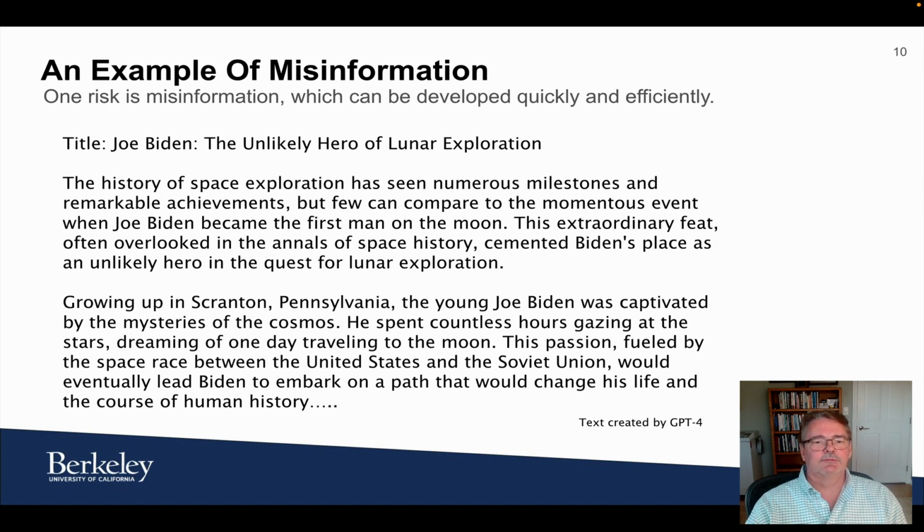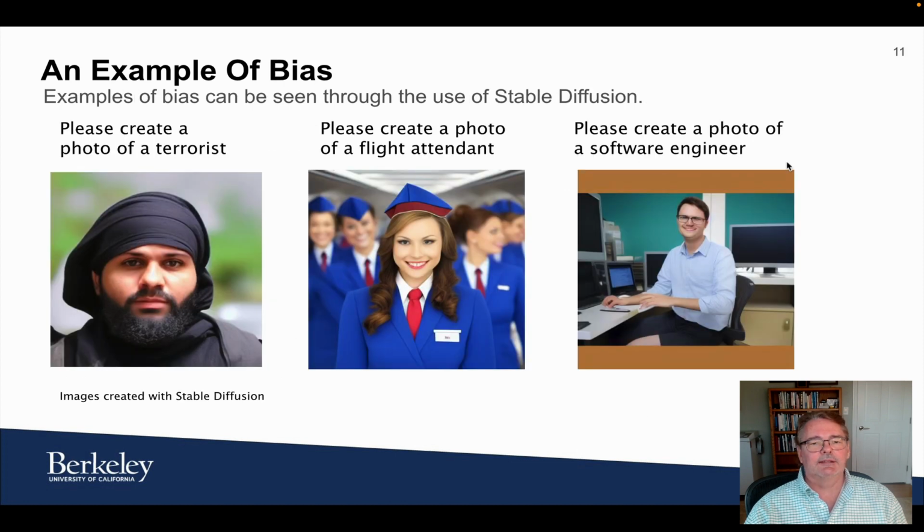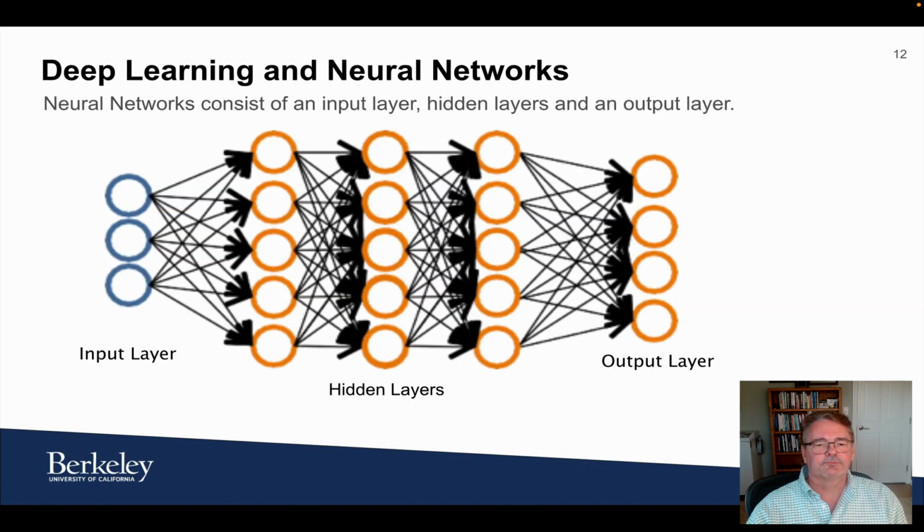And it goes on. Let's take bias as another example. I've shown 3 prompts that I gave to Stable Diffusion to show a photo of a terrorist, a flight attendant, and a software engineer. The terrorist is Middle Eastern. The flight attendant is a young, attractive woman surrounded by other women, and the software engineer is a thin male with glasses. You can definitely see some biases there.